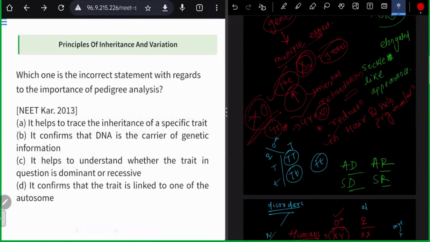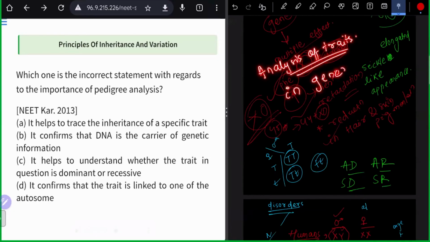Next question is which one is the incorrect statement regarding pedigree analysis. For pedigree analysis you have to remember what it is. Pedigree analysis is based on inheritability of certain characteristics in families. We have a family tree present. It is an analysis of traits in several generations of a family.